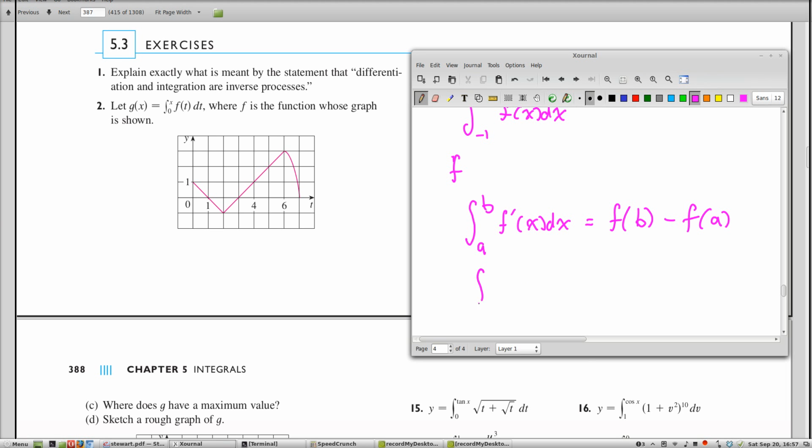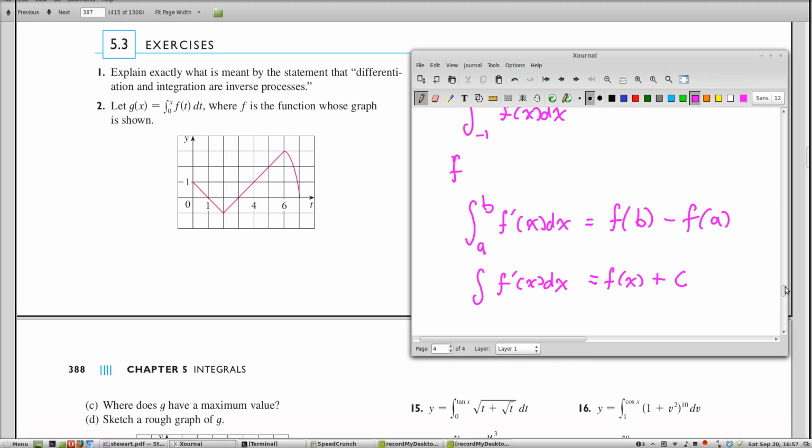Another way to say the same thing is, well, it's not exactly the same thing, but the indefinite integral version is if you take the antiderivative of f prime, you get the general antiderivative of f prime, which is f, the original function, plus some constant. So that's the relationship between the two. This is it right here. It's saying that integration undoes the derivative.